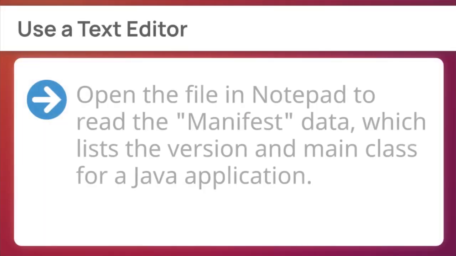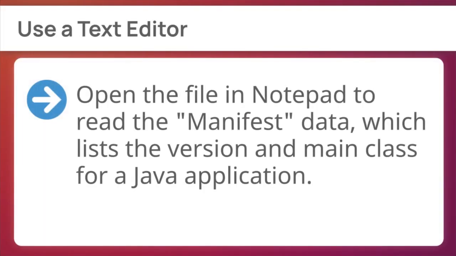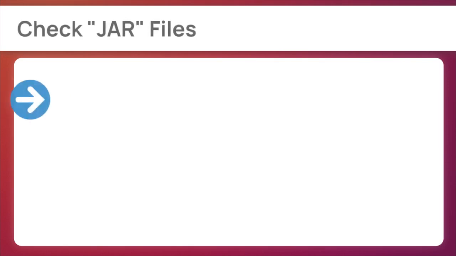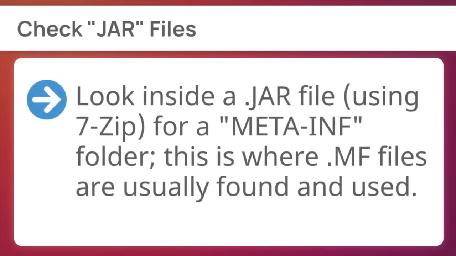First, use a text editor. Open the file in Notepad to read the manifest data, which lists the version and main class for a Java application. Next, use Metafont. If the file is for typography, use the Metafont program to process the font definitions into a usable digital typeface. Finally, check jar files. Look inside a jar file using 7-zip for a meta-inf folder. This is where MF files are usually found and used.